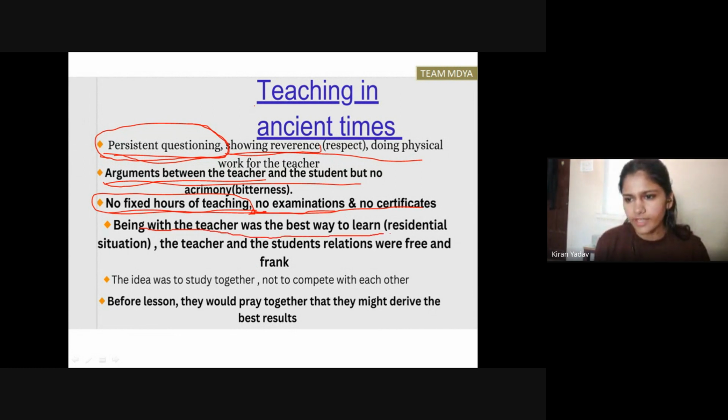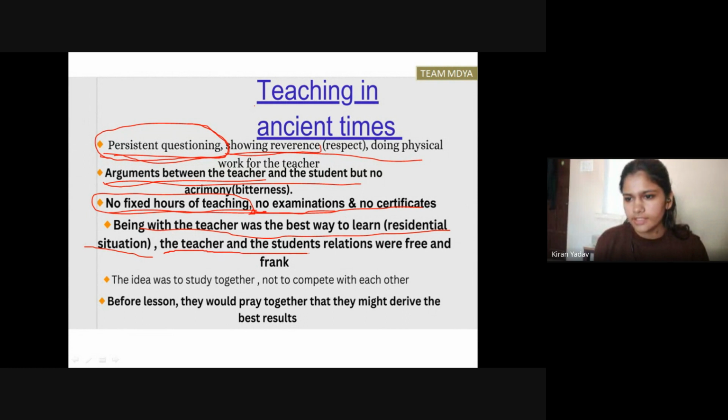Being with the teacher was the best way to learn, a residential situation. In ancient times, as in the Gurukul, the Sishya used to live in the Gurukul for 7 years, and they used to learn while being with the Guru, not only from the classroom. Like in today's time, students learn from the teacher only when the teacher is teaching in the class. But in ancient times, students used to live with their teacher, and they used to see how a teacher behaves, how he conducts himself, and how his personality is. We can say that a teacher used to be the role model for the student.